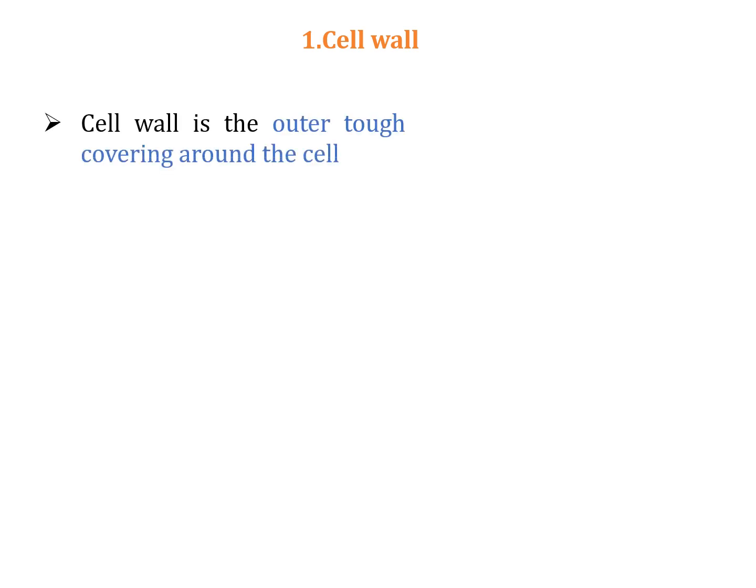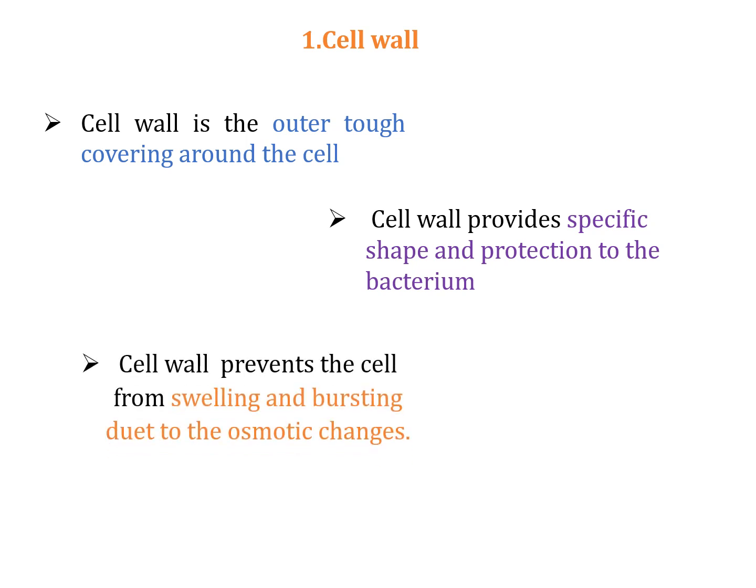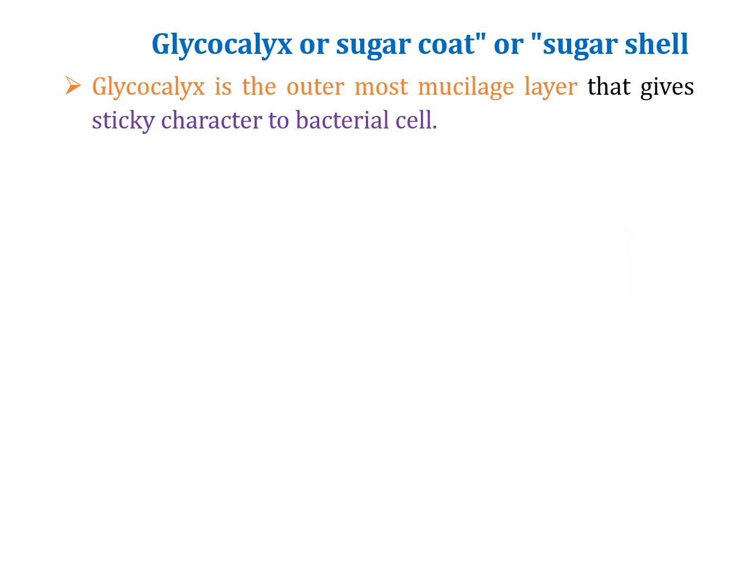Now first we discuss the cell wall. As we know, the cell wall is the outer tough covering around the cell. The cell wall provides specific shape and protection to the bacterium. Its function is also to prevent the cell from swelling and bursting (lysis) due to osmotic changes. Despite their common function, the cell walls of bacteria and eukaryotes are structured very differently.